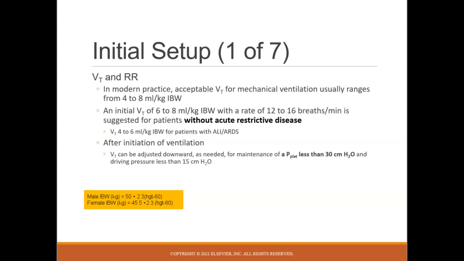Say I have a patient who is just a post-operative patient. So no history, just a regular guy, post-operative, coming back to the ICU, and I need to put him on the ventilator. So I'm going to pick 8 milliliters per kilogram, ideal body weight. The patient is a male, so I'm going to be using this equation. And he is 6 feet tall.